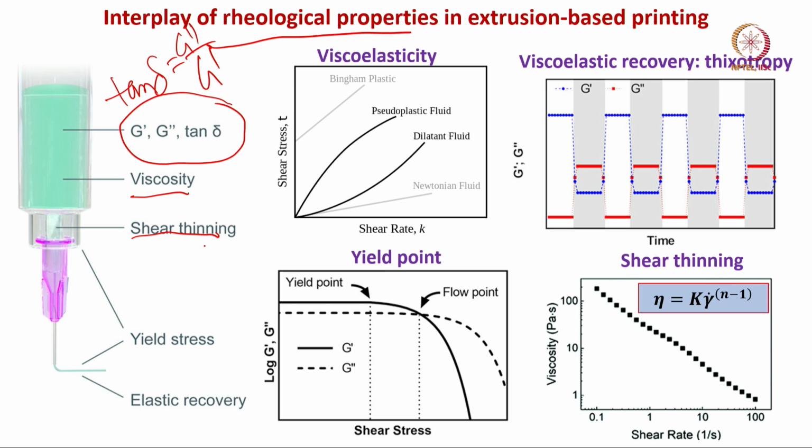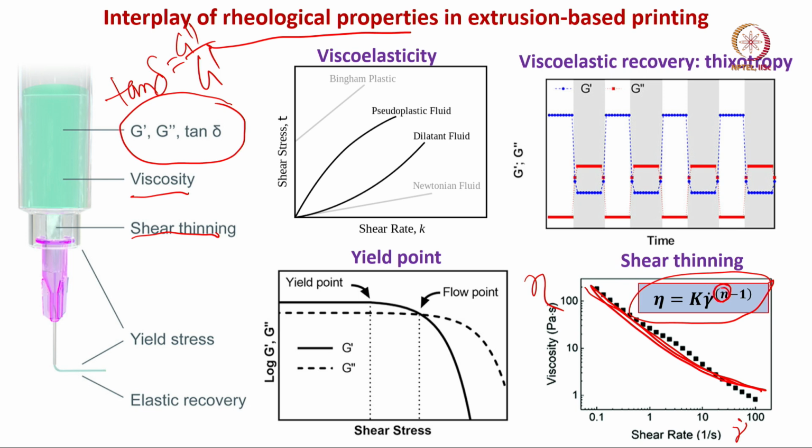Shear thinning behavior essentially means that if you plot viscosity eta as a function of shear rate, it should follow a decreasing trend, and it can be expressed by the equation eta is equal to k gamma dot to the power n minus 1. So, n is essentially the shear thinning coefficient.